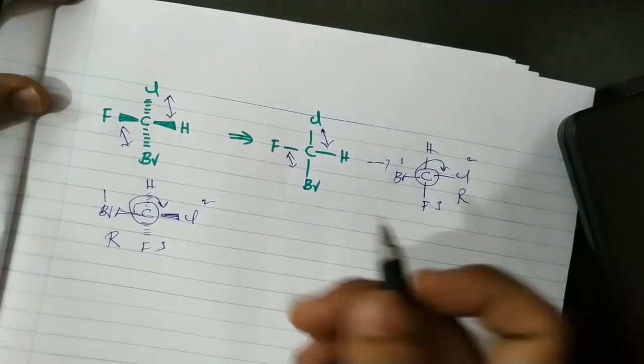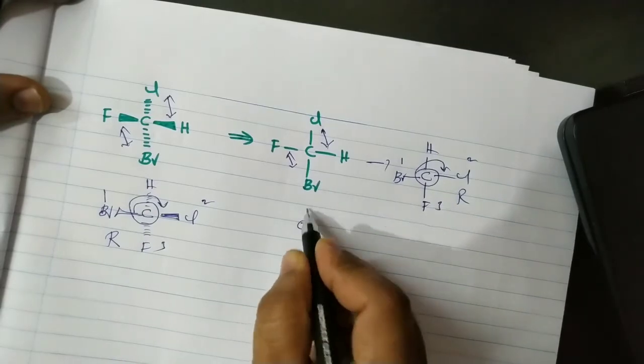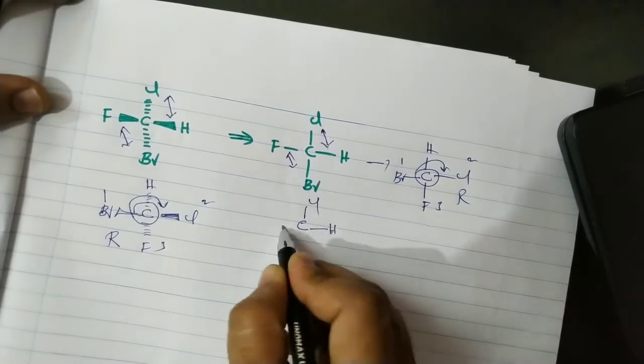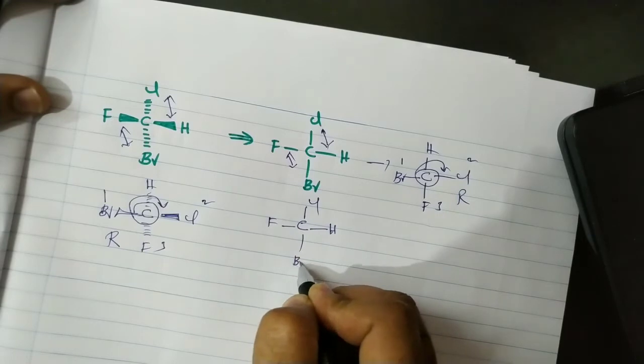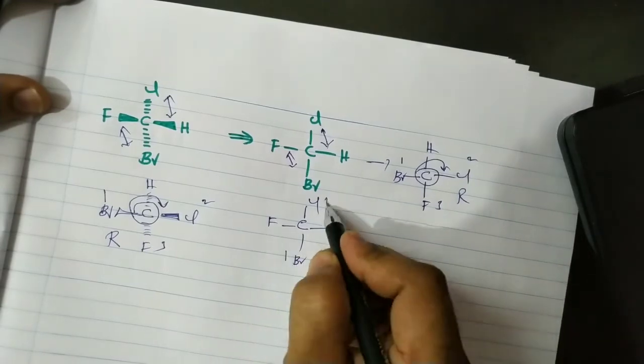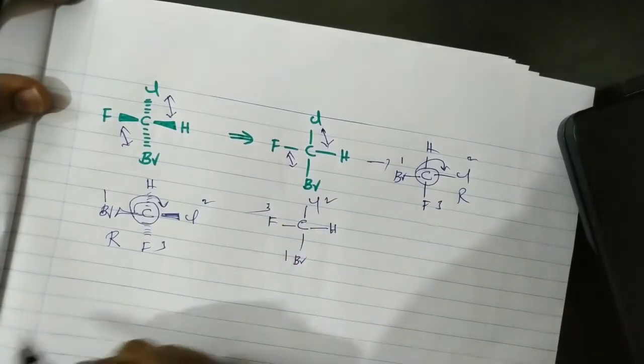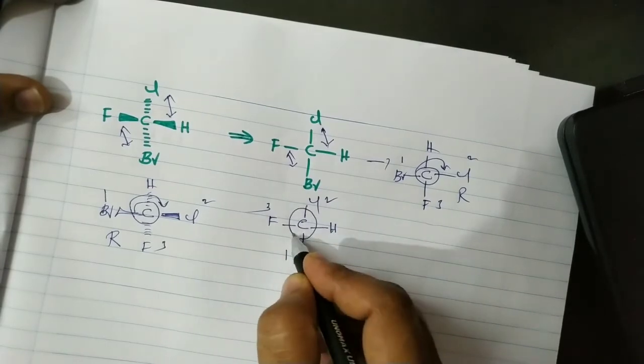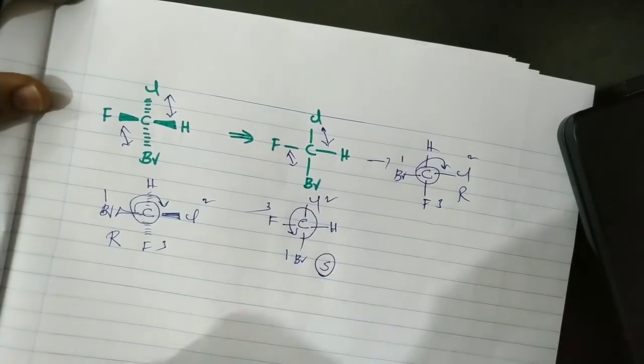For this 2D structure, just give the configuration as per the CIP rules. Here first priority, here second priority, this one third priority. So if you take an arrow, what is its configuration?